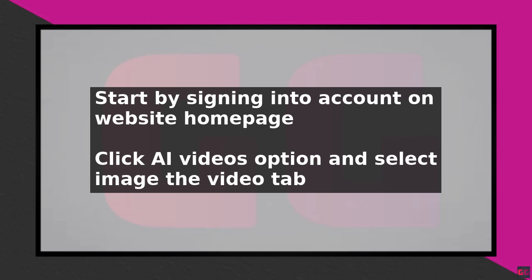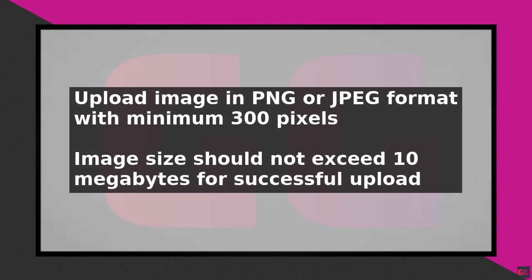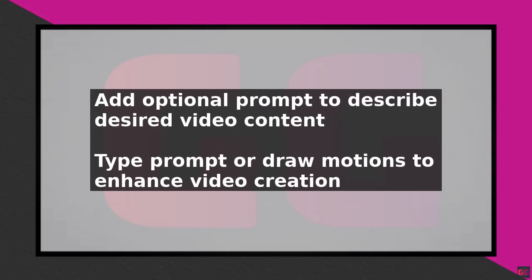You can upload an image by clicking, dropping, or pasting it into the designated area. The image should be in PNG or JPEG format, with a maximum size of 10 megabytes and minimum dimensions of 300 pixels. Once the image is uploaded, you can add a prompt, which is optional, to describe what you want to see in the video.